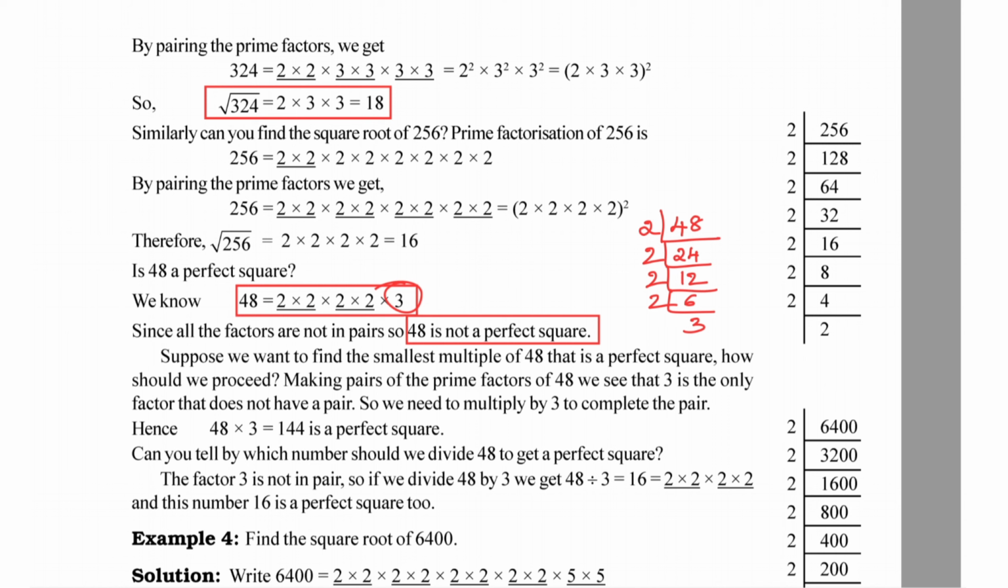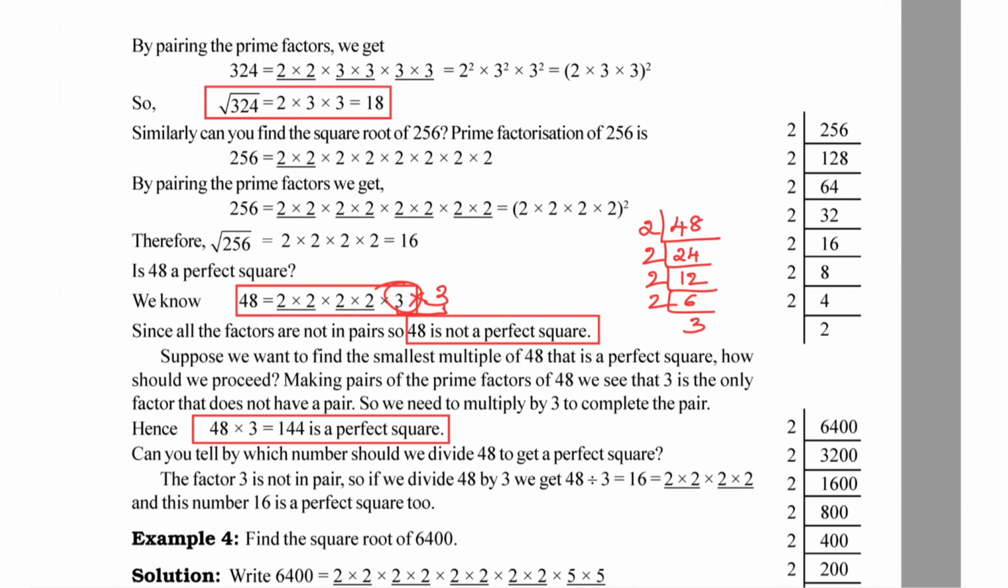Now to these factors, if I multiply with 3, I'll just write here into 3. Now I can make pairs out of the numbers 3 and 3. So what I should do in this case is, I have multiplied 3. So 48 into 3, we will get 144. So now here multiplying by a number 3 makes 48 a perfect square.